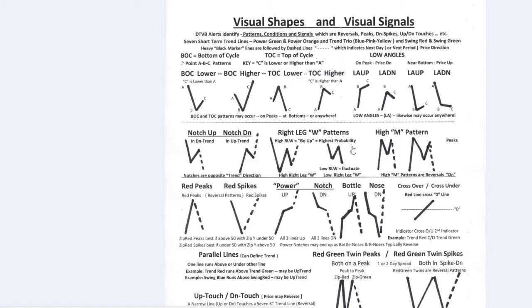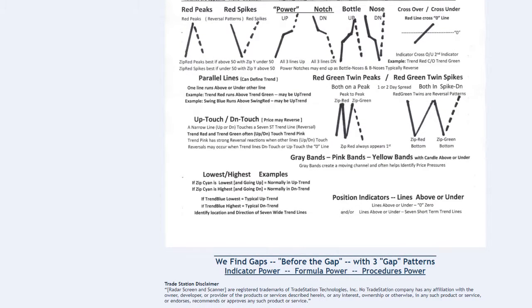You have your high M patterns, your right leg W patterns, your notch up and notch down patterns, your red peak and red spike patterns, your power notches. If you understand what a bottlenose is, it's a 3-day up pattern, and then the dashed line indicates the direction the following day. It's a reversal pattern, 3 days up with the middle line in a low angle movement. And when it's in a 2-day pattern, like the notch up or notch down, it's basically a low angle up that continues into a bottlenose pattern. And then of course crossover patterns.